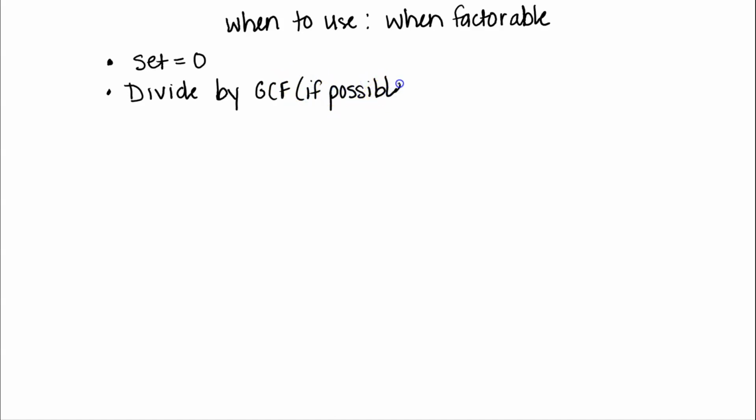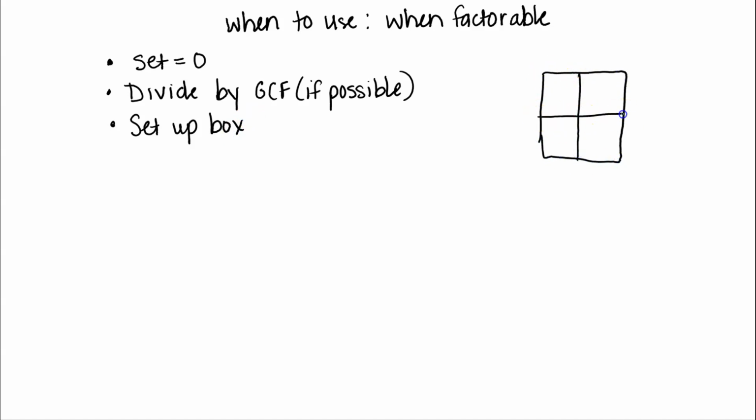We need to make sure that it's in standard form and that it is set equal to 0. Then we need to divide by a GCF, if possible, but that's something we should always be looking at before we start any of the factoring process. Then we need to set up the box. And I'm going to do that over here. So we have our box.